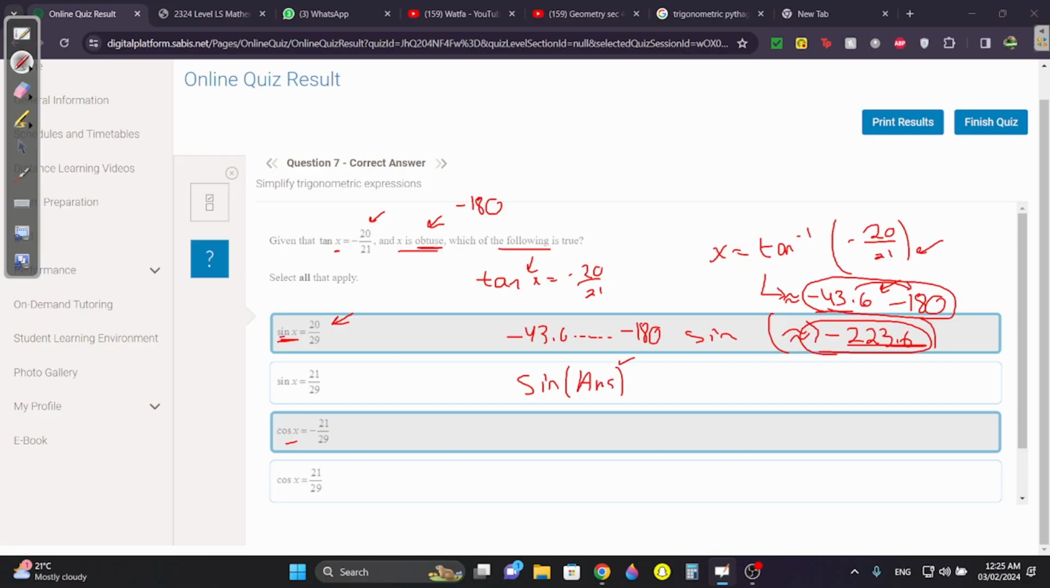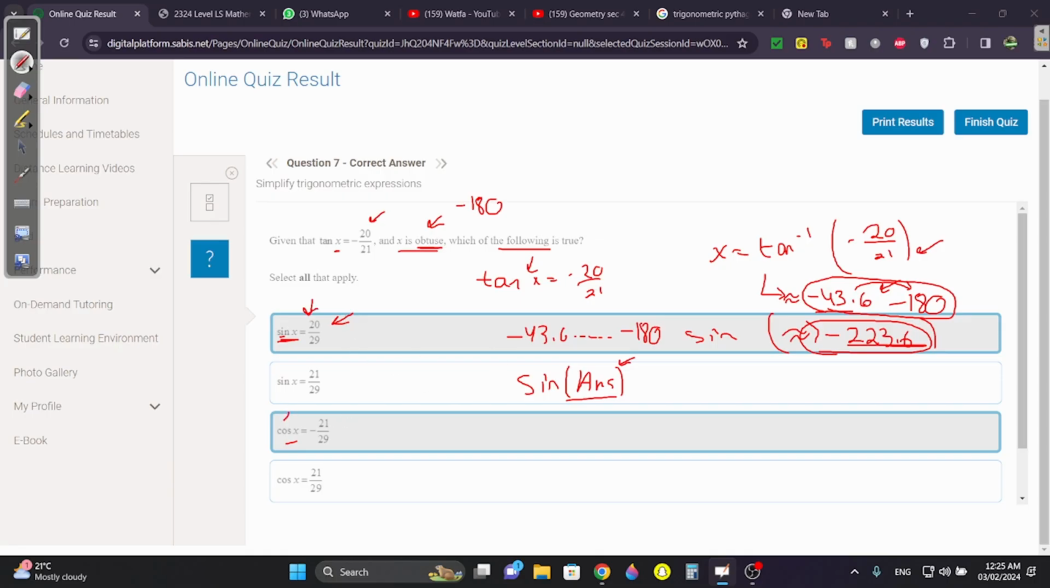So just make sure you're actually working with the answer. You don't just round. Okay, don't round. You have to put the whole decimal. So you're going to get sine x equals 20 over 29. Sine of the answer. When you do the sine of the answer, you're going to get 20 over 29.